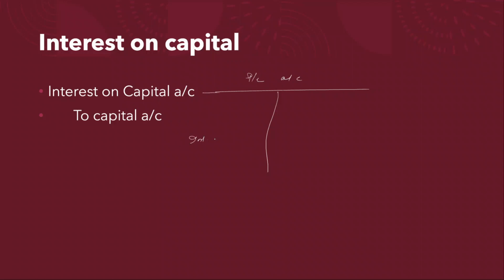So here you will write it as interest on capital account, and in balance sheet in liability side you know capital is shown. So in that capital amount you have to add interest on capital. So after adding up, here you will be showing, this is your assets and this is your liabilities. So here you will be showing the actual amount of capital after adding the interest into your capital account.